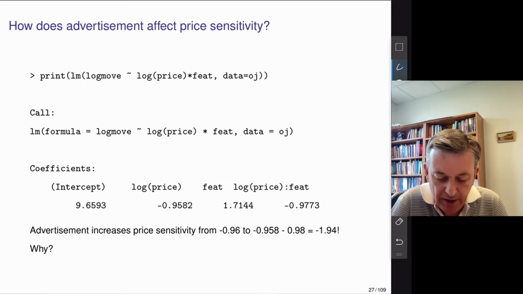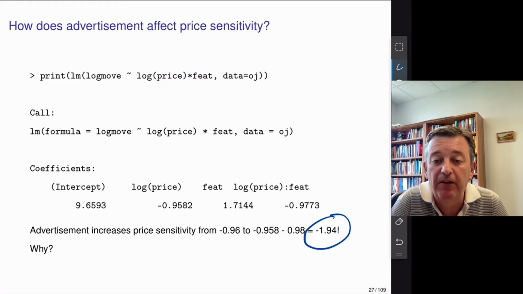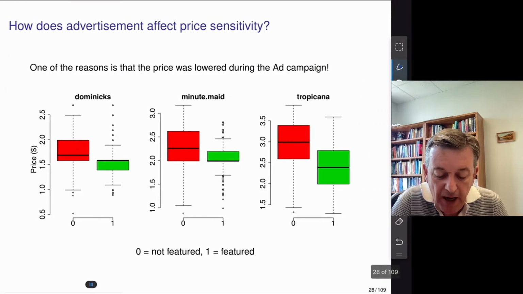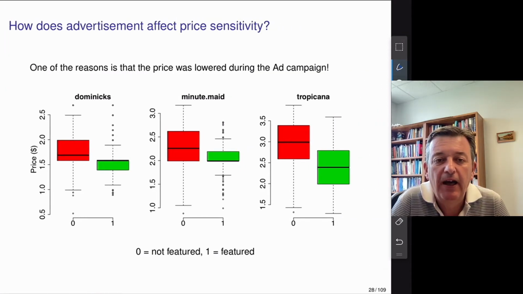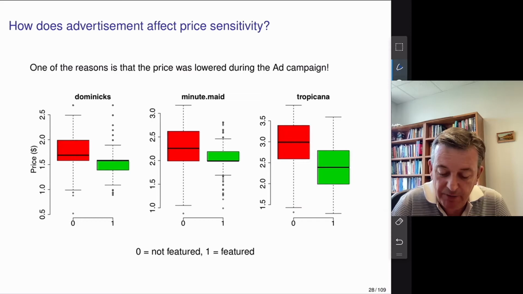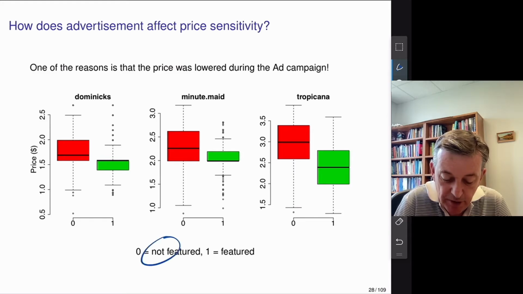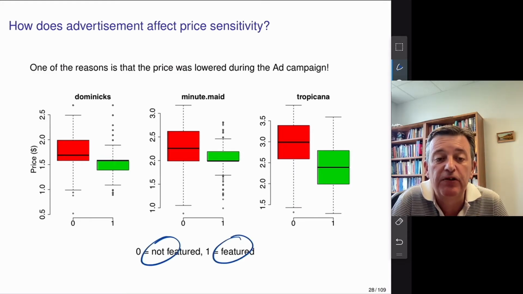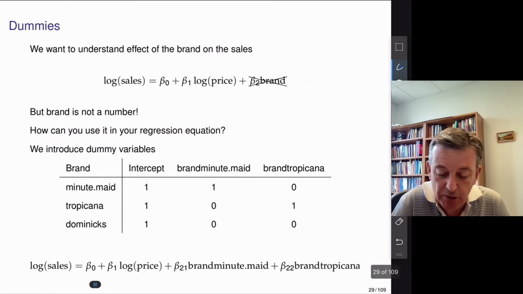Again, if I run the regression for this particular data set, I find that advertising increases price sensitivity from minus 0.96 to minus 1.94. So that's sort of interesting. If I plot box plots, why was price lower during advertising campaign? If I look to see across the 3 brands, I'm going to figure it out per brand. 0 is not featured, and 1 is featured. So I'm dropping price to see if I can sell more. And let's go across the 3 brands.